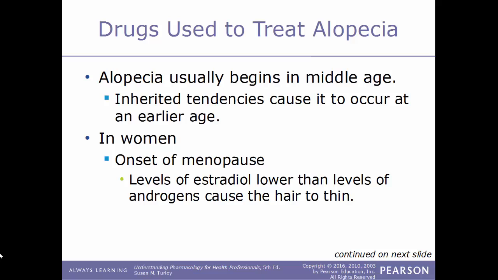Alright, now we'll talk about drugs that are used to treat alopecia. Alopecia usually begins in middle age, and inherited tendencies can cause it to occur at an earlier age. In women, this can begin with the onset of menopause. That's because the levels of estradiol are lower than the levels of androgens. This causes the hair to thin.